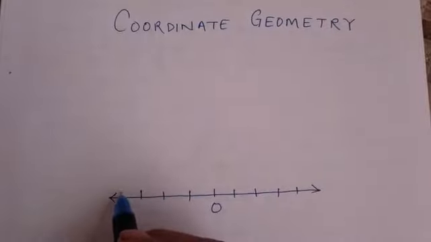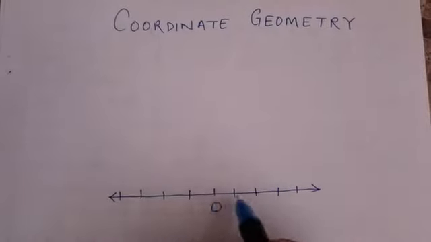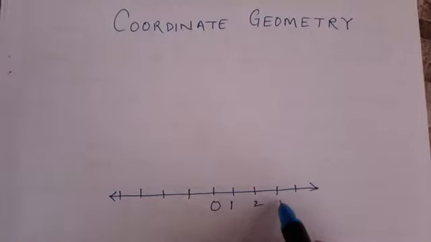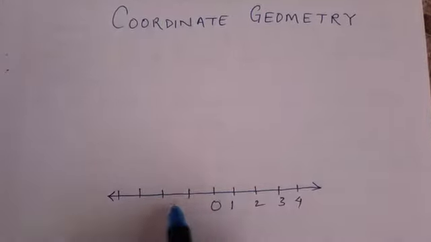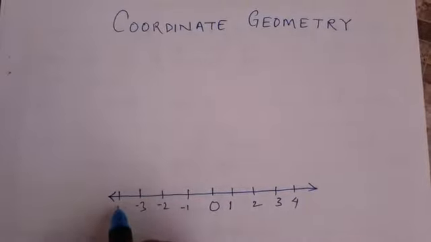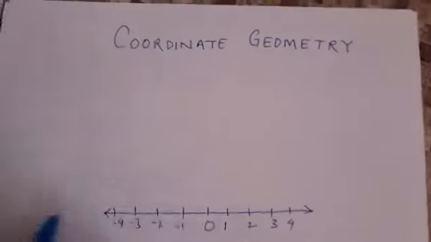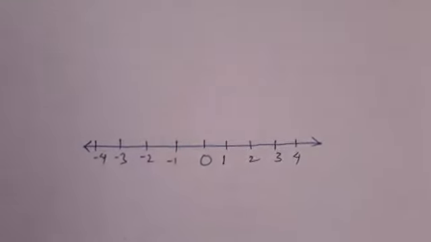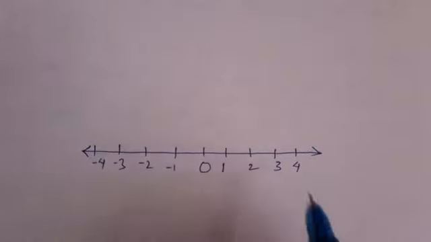So this side is the negative side of the line. This is the origin, 1, 2, 3, 4, minus 1, minus 2, minus 3, minus 4, and so on. Okay, so this is the number line and you know how to plot a point on the number line.